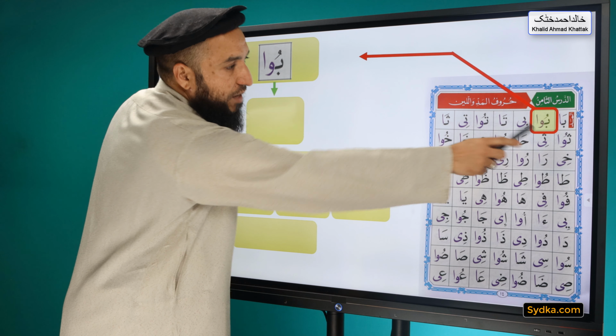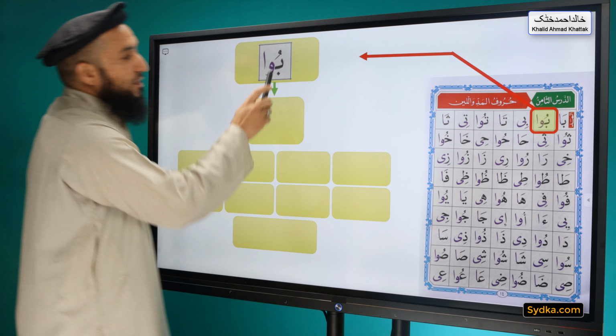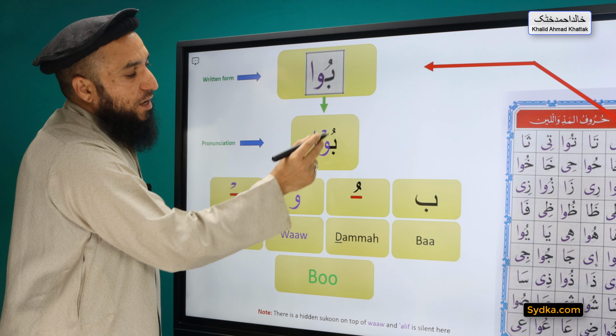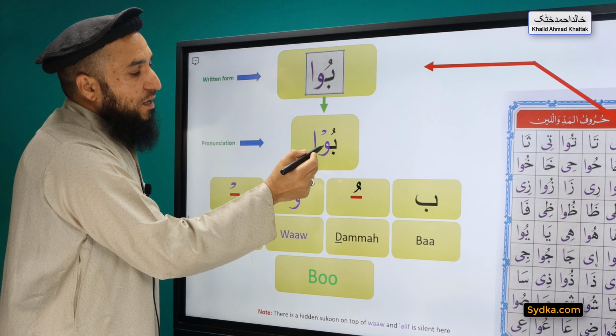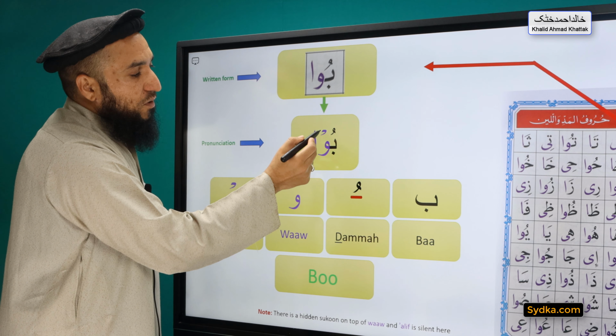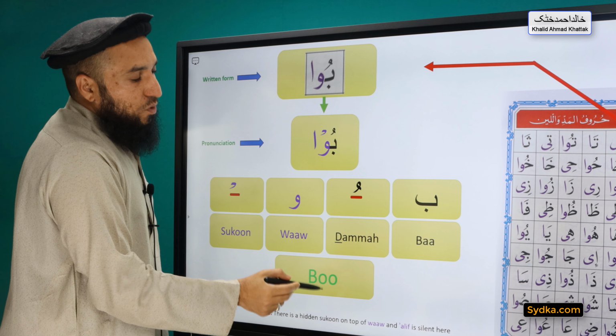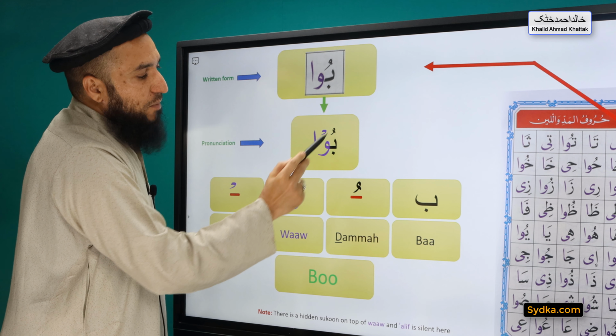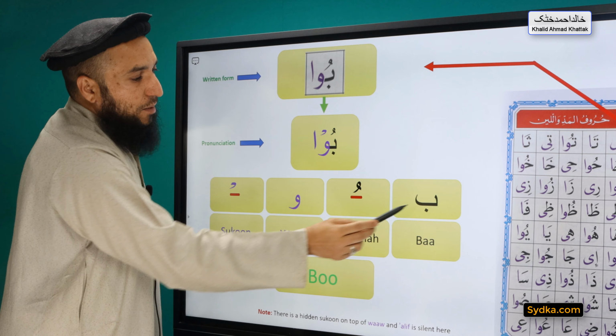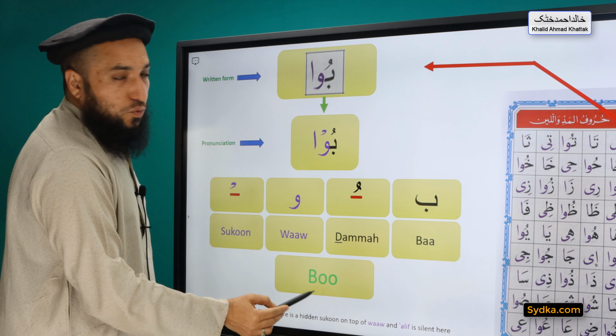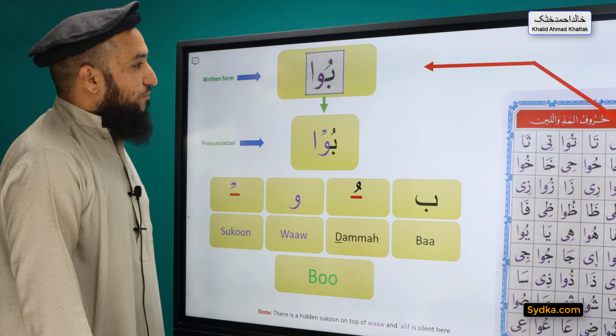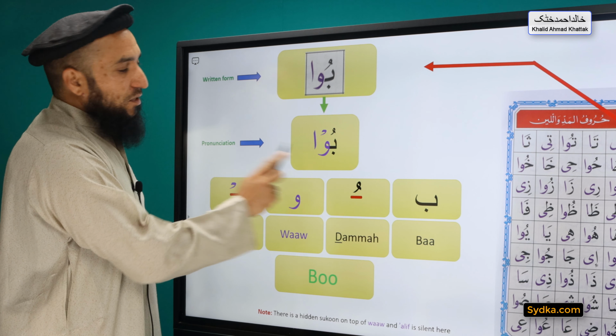The next syllable we have is ba dhamma waw sukoon. If you see here, waw has a hidden sukoon there, ba has dhamma, which ba is a light letter, waw has hidden sukoon, and this alif is silent. Ba dhamma waw sukoon boo. Two counts prolongation. This is the written form and this is the pronunciation form.